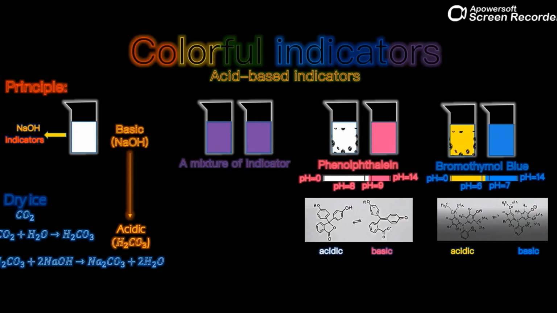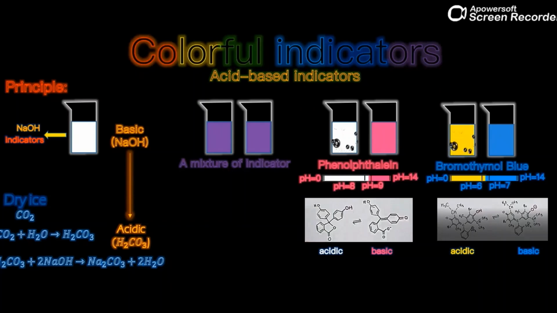But why does the solution change from basic to acidic when we add dry ice? Because dry ice is solid CO2. When we add it to water, the CO2 will dissolve into the solution. Then, this will produce carbonic acid. Let's look at the equation. The acid reacts with NaOH and finally the solution becomes acidic. So, we can see bromothymol blue changes color from blue to yellow, and the phenolphthalein changes color from pink to colorless.